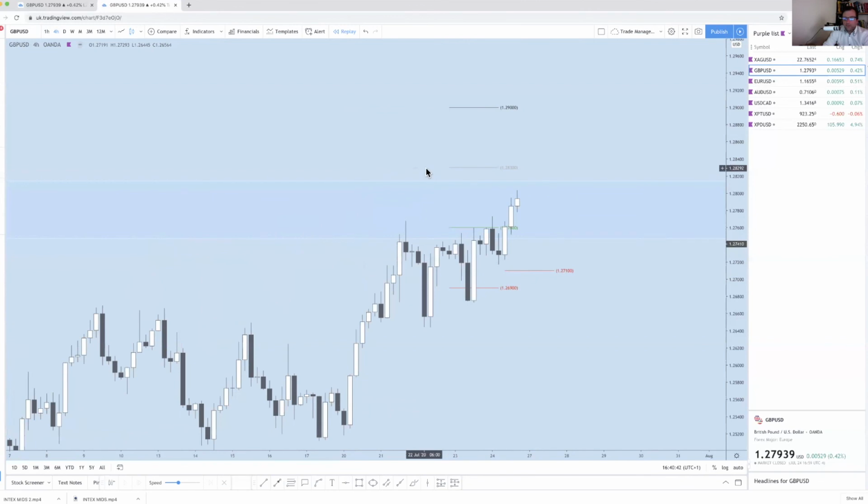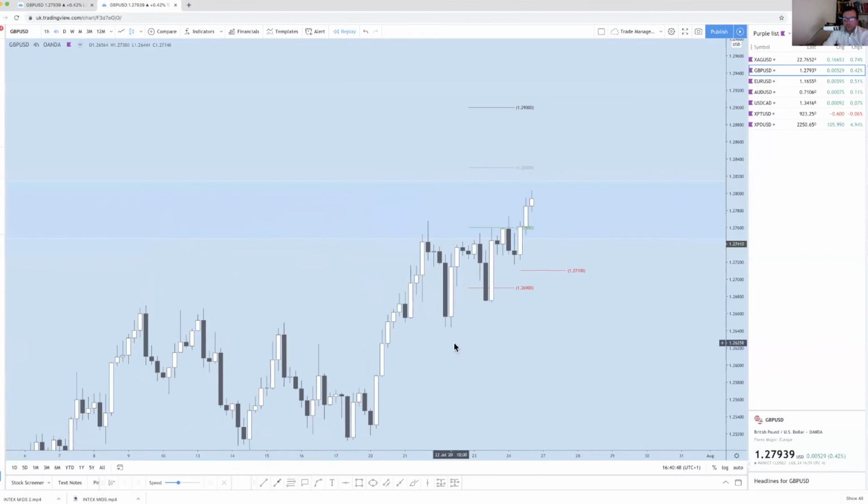In the next clip, we're going to look at silver long, which is well into profit, but it's kind of a similar kind of price action story to what we were looking at. So I'll see you there.